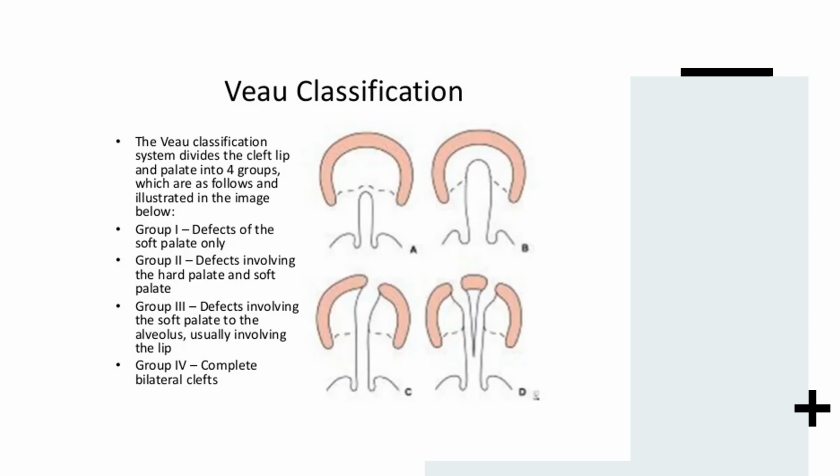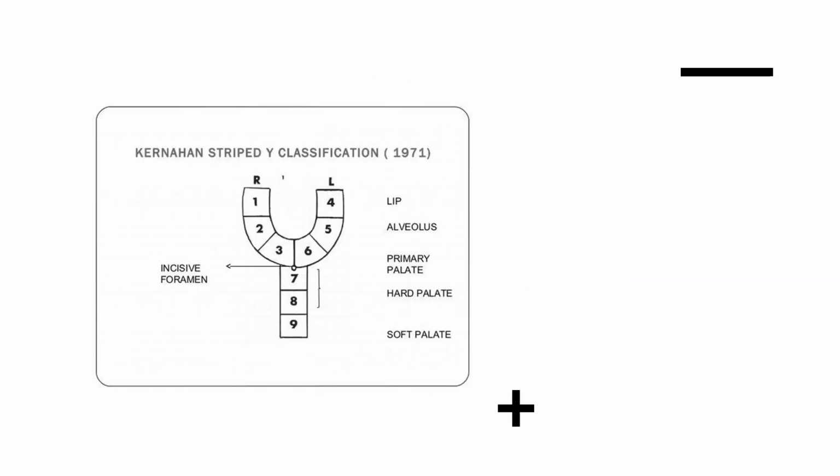So then the cleft lip palate classification. One is the classical Veau classification, which consists of 4 groups. Then you have the easy one, which is usually used for surgical purposes, because you have hard palate, soft palate, and primary palate differentiation in it, and this is called the Kernahan stepwise classification. So these are the basic things which you must have covered from the cleft lip and palate topic. Thank you.